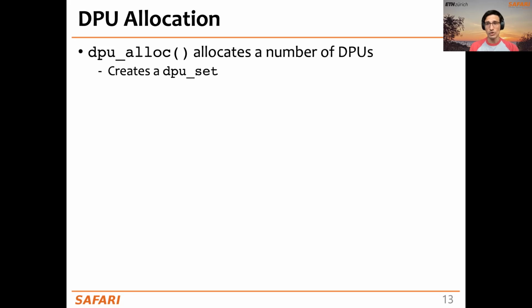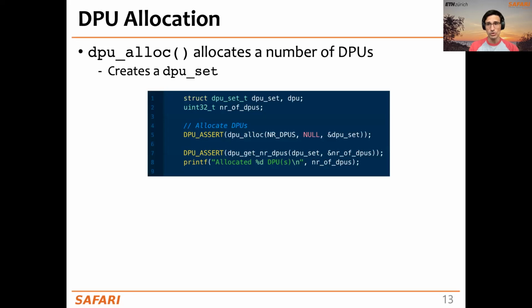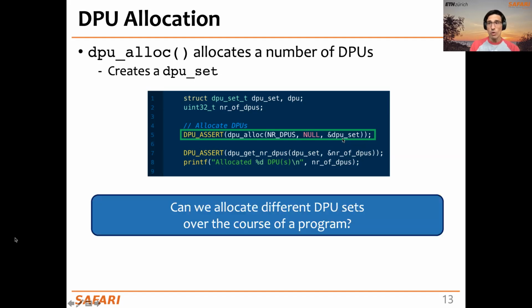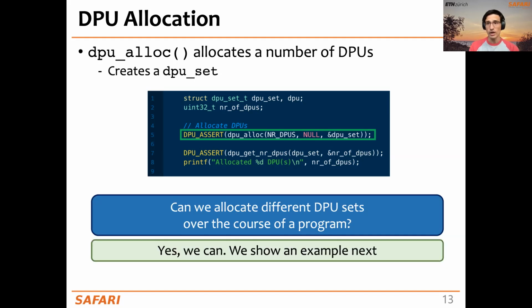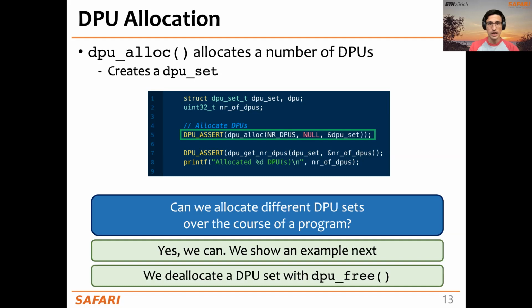This is something that we are going to do with a library call called dpu_alloc that creates a DPU set, which is the set of DPUs that we are going to use in our program. And here you can see the syntax of this dpu_alloc. Here we indicate the number of DPUs that we want to use, and this is the generated identifier of the DPU set. One question here is, can we allocate different DPU sets over the course of a program? Yes, we can, and we are going to show you an example next.